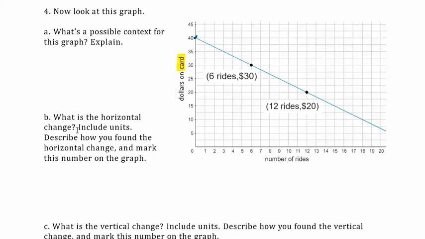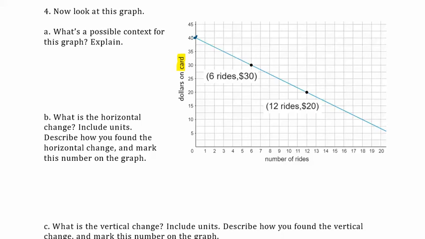Part B, what is the horizontal change? Include units. Describe how you found the horizontal change and mark the number on your graph. Well, we've got 2 different points given to us here. We could use these 2 points to find the horizontal change, but in reality, you could use any 2 points. And I think I'll show that. But first, let's use the 2 points that are given to us.